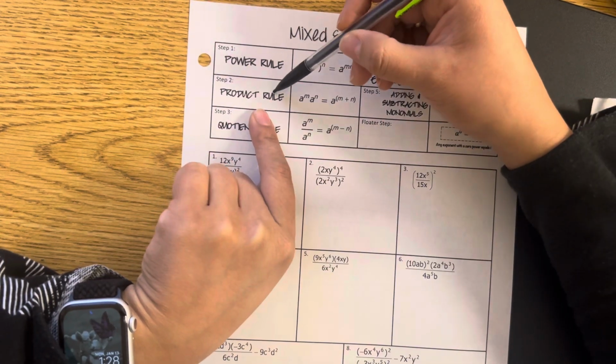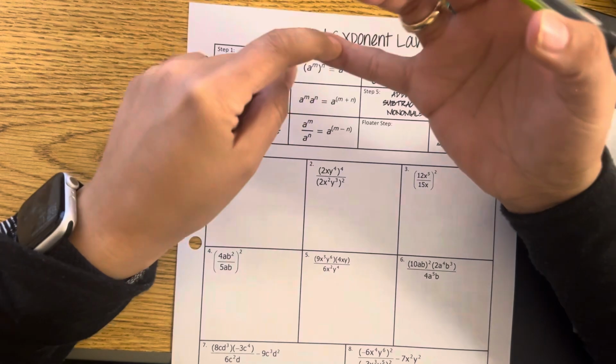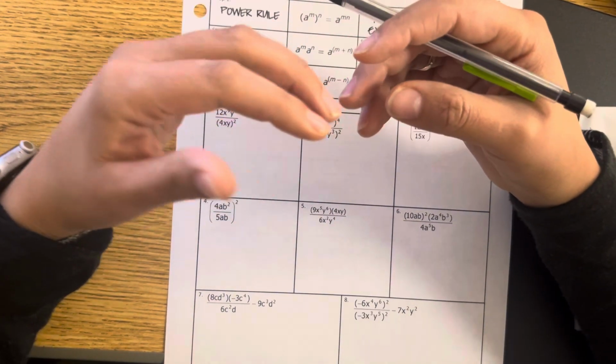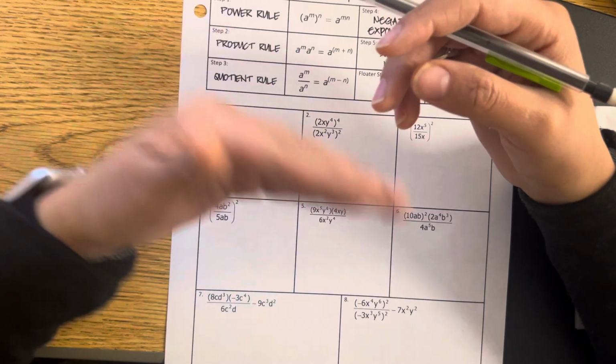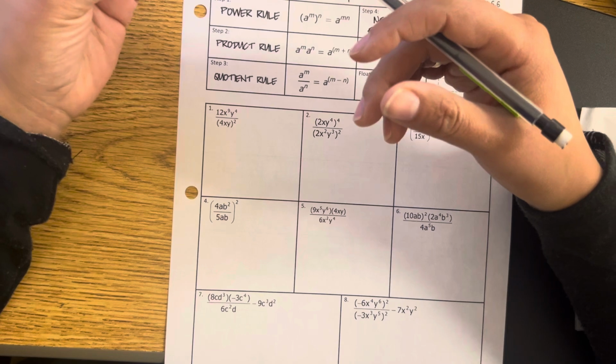Then we look for product rule, which means if you see parentheses times parentheses or that little dot, you multiply your coefficients, add your exponents. Quotient rule is when you see a fraction, looks like division, but it's a fraction form. You simplify your coefficients and subtract your exponents.